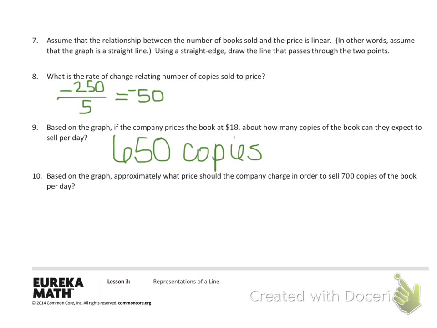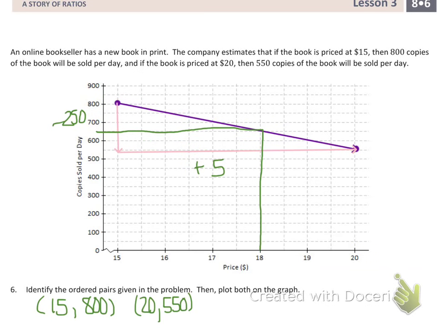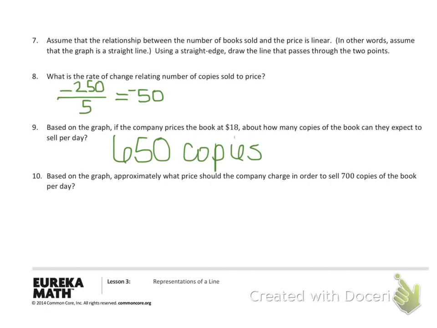Based on the graph, approximately what price should the company charge in order to sell 700 copies of the book? Okay, so this is kind of an opposite question, right? So if I'm going to sell 700 copies, then I'm going to come right over here where copies sold is 700, follow it over, and then see that it looks like I should charge $17. And if I want to do that here and come right down, $17 looks like what I would want to charge. $17.